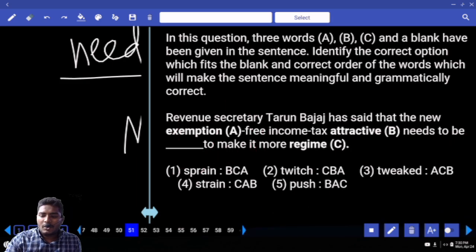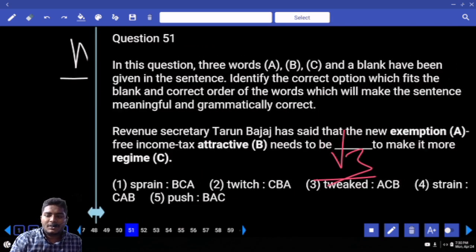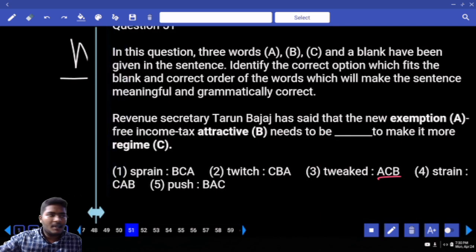V3, you can also go with the adjective. Look at the options: sprain, twitch, tweaked, strain, push. All the remaining verbs are V1s. Only tweaked is V3. But let us check with the A, C, B swaps.